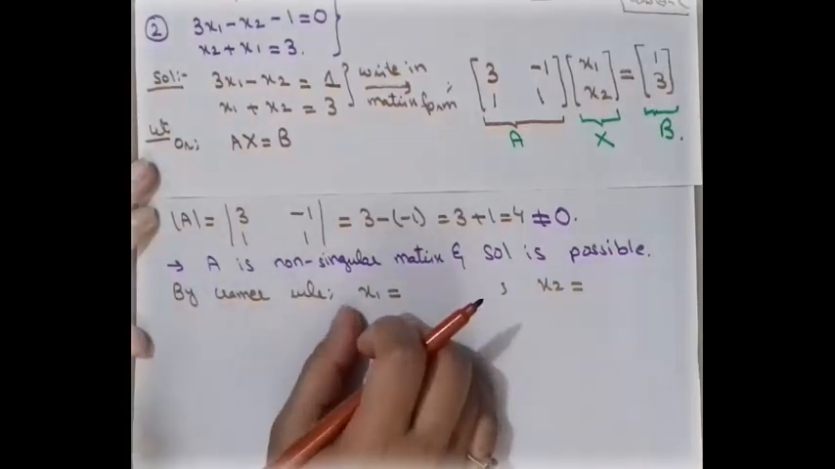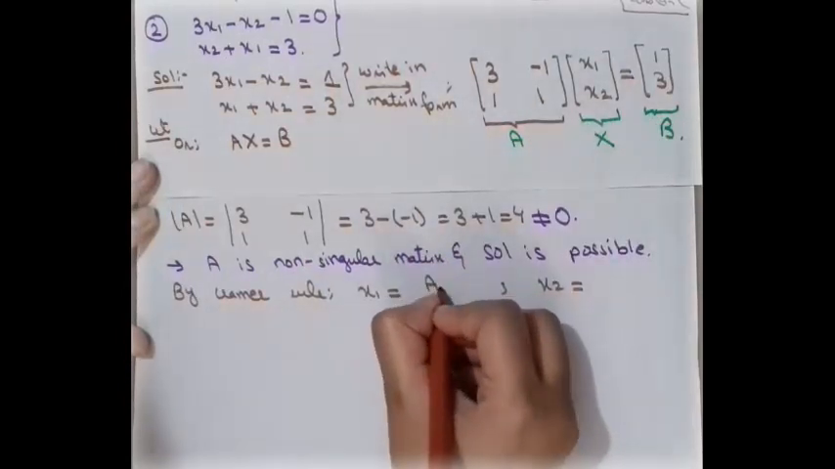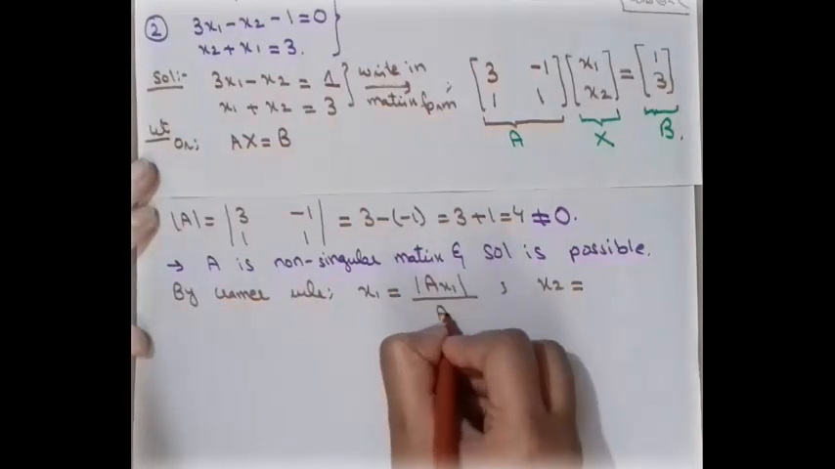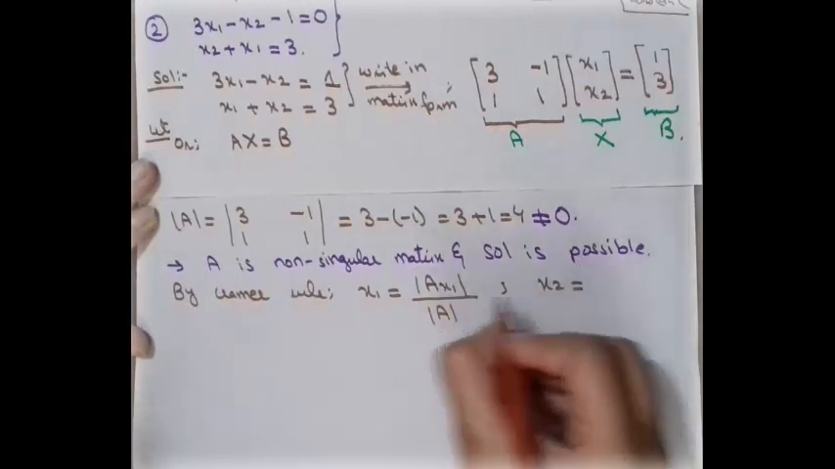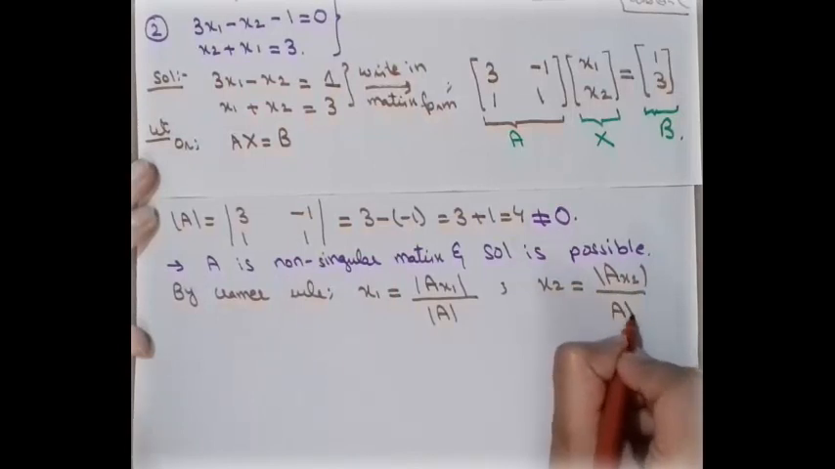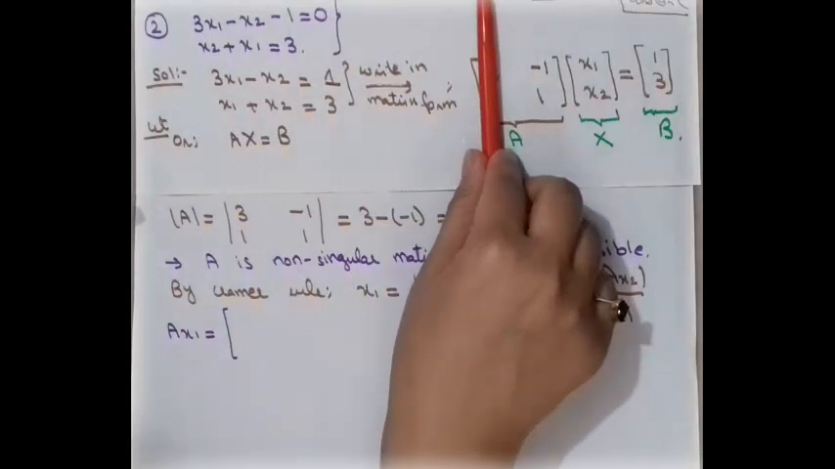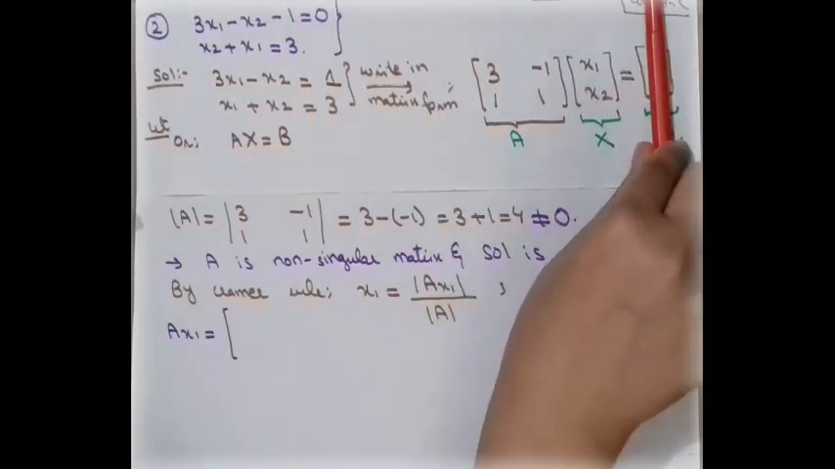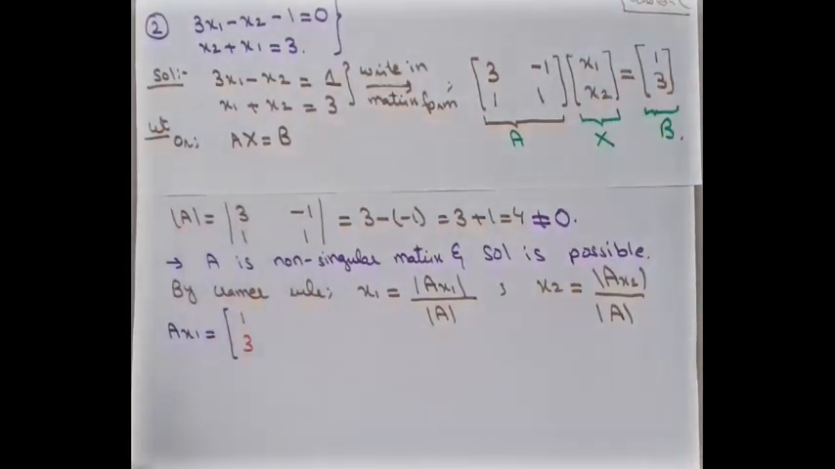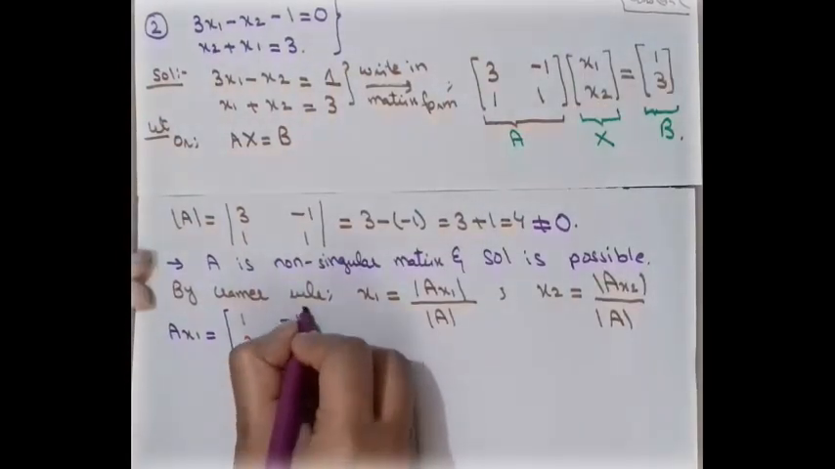So by Cramer's rule, x1 equals the determinant of A with index x1, the unknown variable determinant, divided by the determinant of the matrix. In a similar way, x2 will be the determinant of A x2 divided by the determinant of A. So we change the matrix A: the first column is replaced with the constant matrix, which we suppose is matrix B, and the second column remains the same as in matrix A, which is -1 and 1.